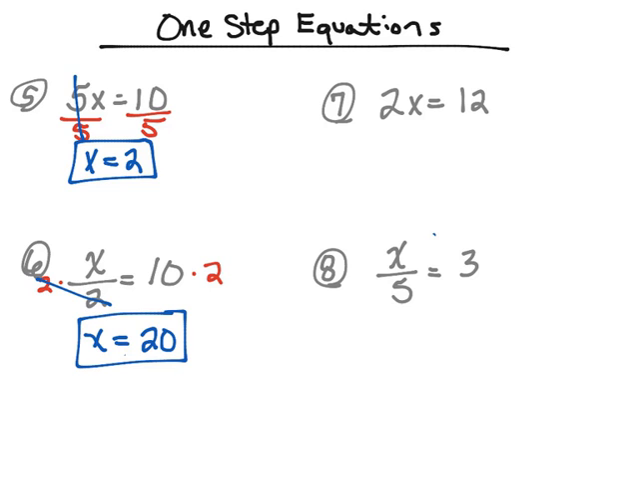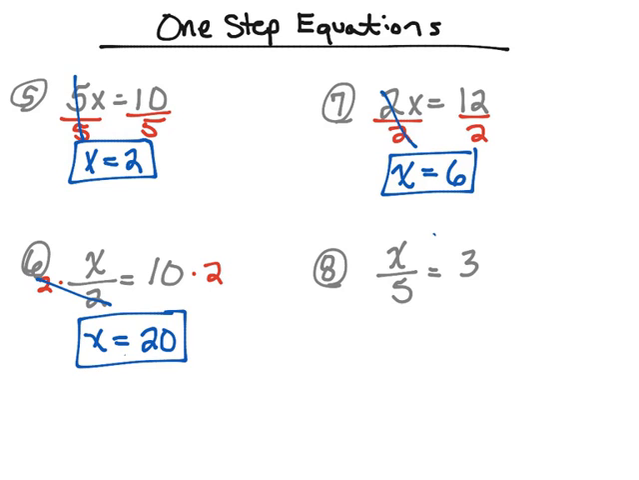Number 7, 2 times x is equal to 12. What we're going to do is the opposite of multiplying by 2, which is divide by 2. Over here I'm going to be left with x. 12 divided by 2 would equal 6. Therefore our solution here is 6. Again, if you were to multiply 2 times 6, notice how it does equal 12.